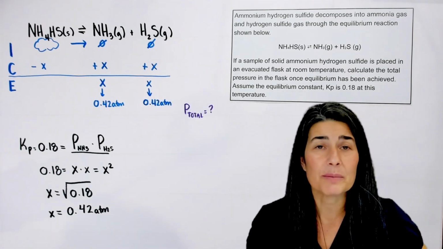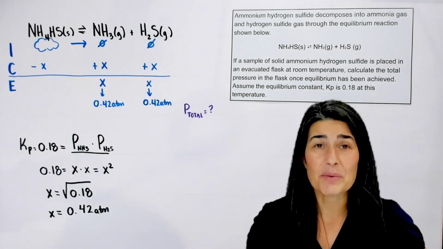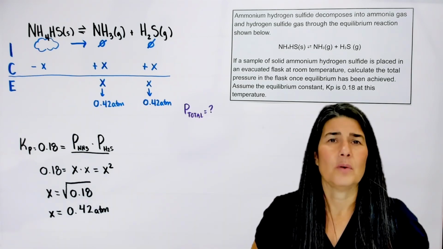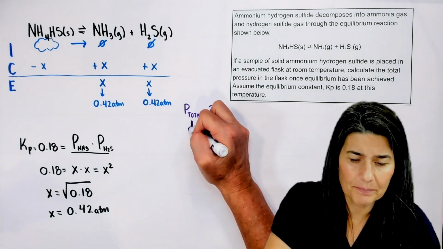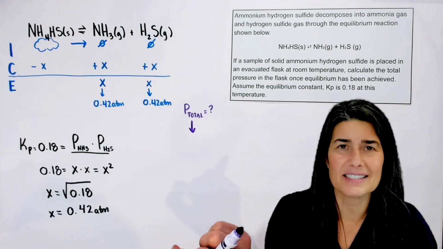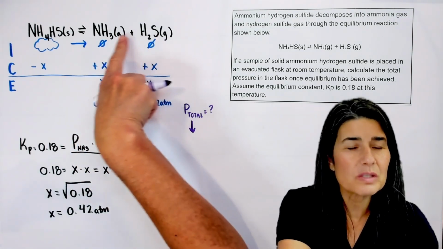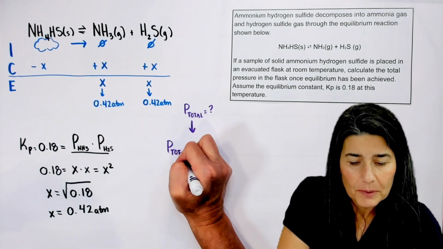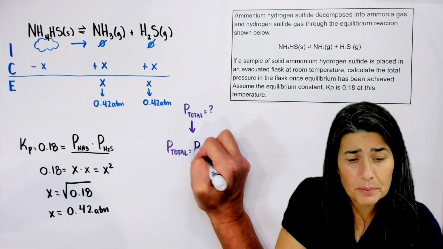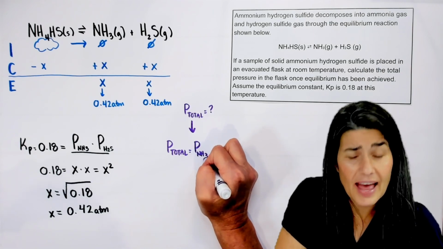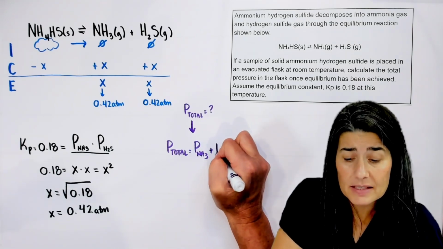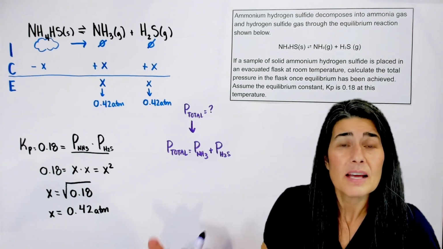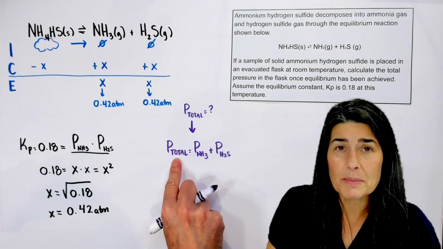So I know my equilibrium pressures, but that's not what they want. They want the total pressure. So where does the total pressure come from? Pressure comes from gases here. We have two different gases in my container. The total pressure will come from the pressure of the ammonia at equilibrium plus the pressure of the H2S at equilibrium. Now those two together add up to my total.